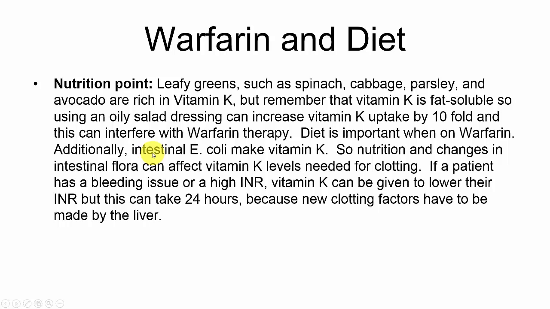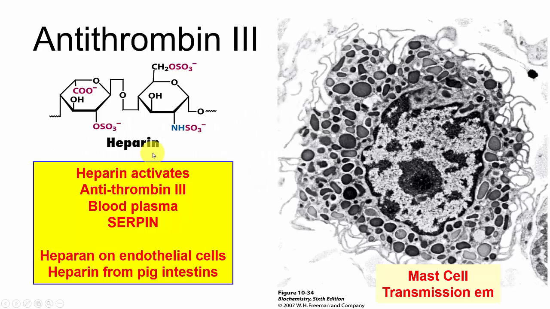Additionally, intestinal E. coli make vitamin K, so nutrition and changes in the intestinal flora can affect vitamin K levels needed for clotting. If a patient has a bleeding issue or a high INR, vitamin K can be given to lower their INR, but this can take up to 24 hours because new clotting factors have to be made by the liver.